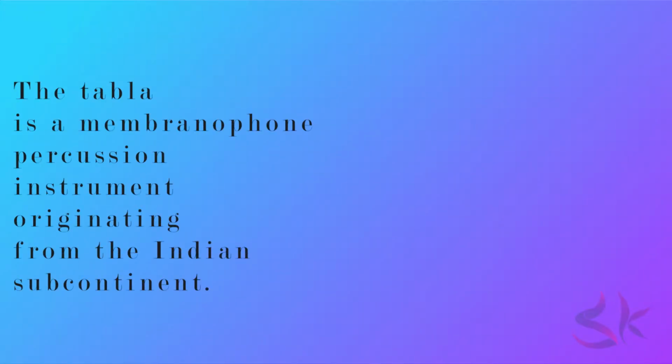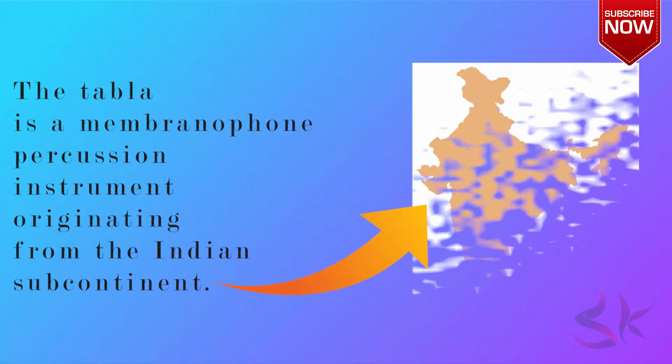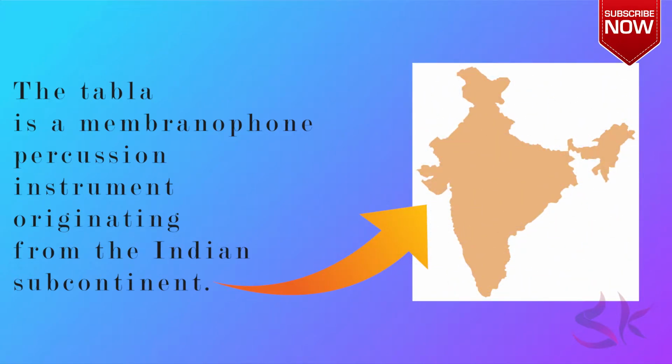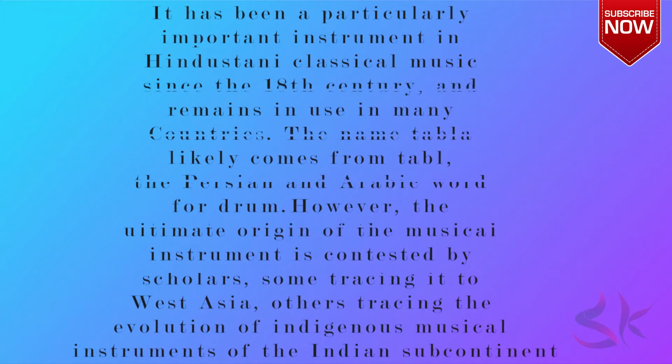The tabla is a membranophone percussion instrument originating from the Indian subcontinent, consisting of a pair of drums used in traditional, classical, popular and folk music. It has been a particularly important instrument in Hindustani classical music since the 18th century and remains in use in many countries. The name tabla likely comes from tabl, the Persian and Arabic word for drum. However, the ultimate origin of the musical instrument is contested by scholars, some tracing it to West Asia, others tracing the evolution of indigenous musical instruments of the Indian subcontinent.